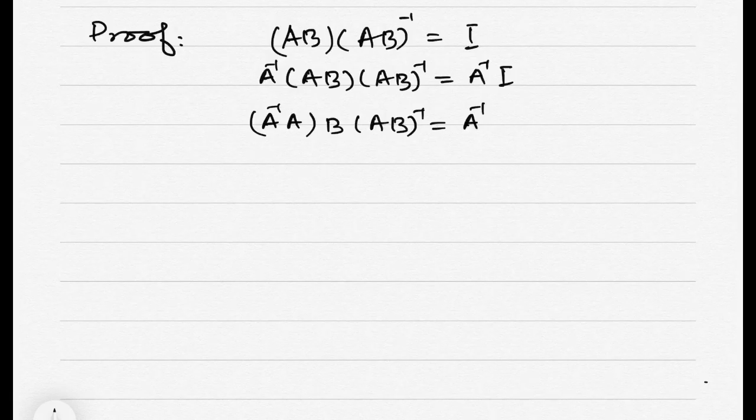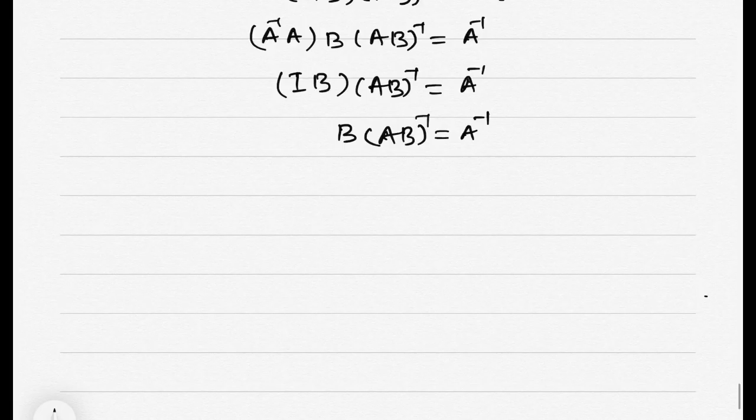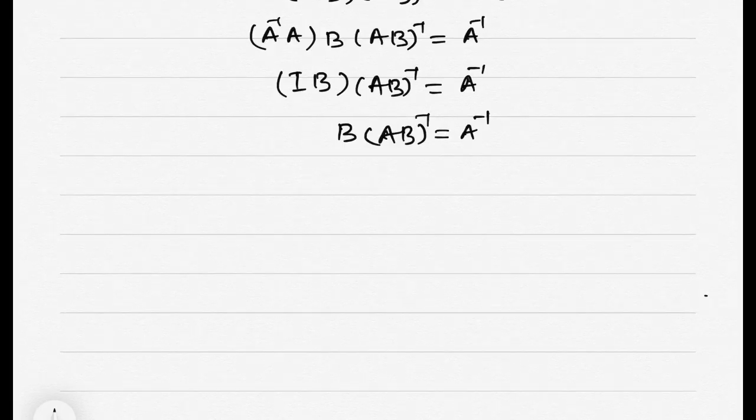In fact, I into any matrix of the same order is equal to that matrix itself. Again, A inverse A is equal to I. So I into B (AB) inverse is equal to A inverse. So it is B into (AB) inverse equal to A inverse. Again, multiplying by B inverse on both sides from the left-hand side, we get B inverse B (AB) inverse equals B inverse A inverse.